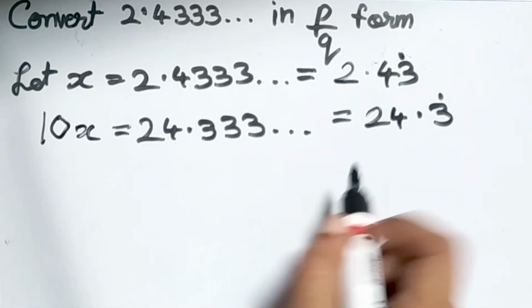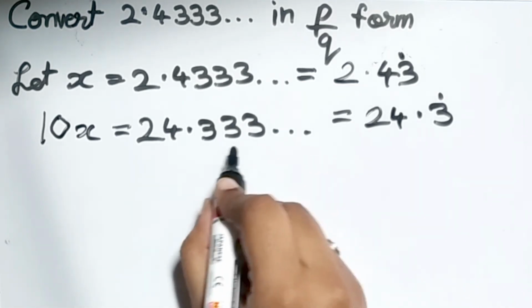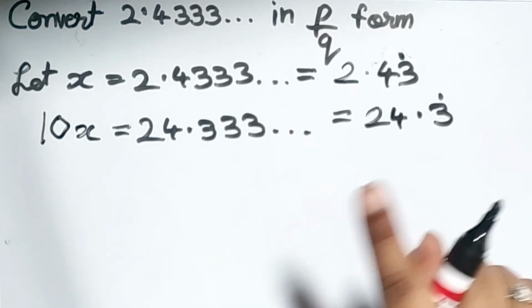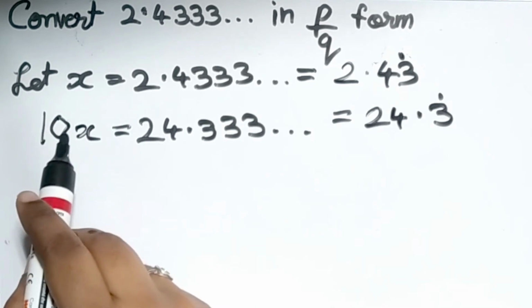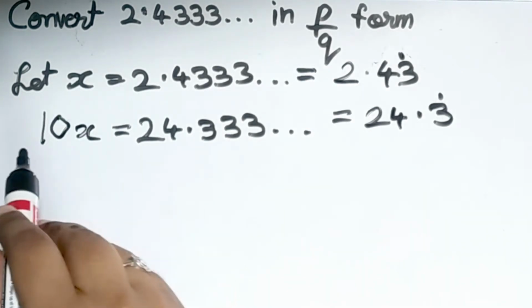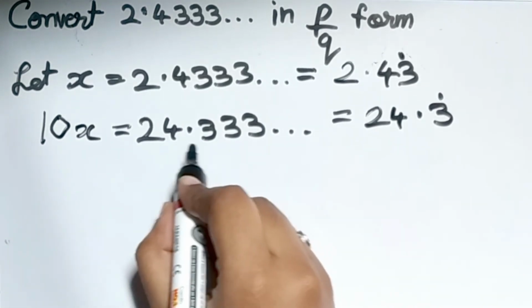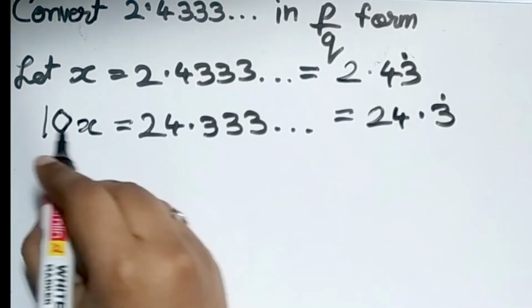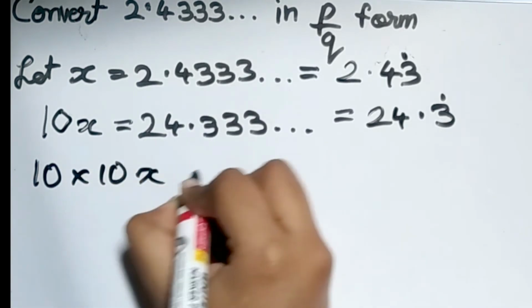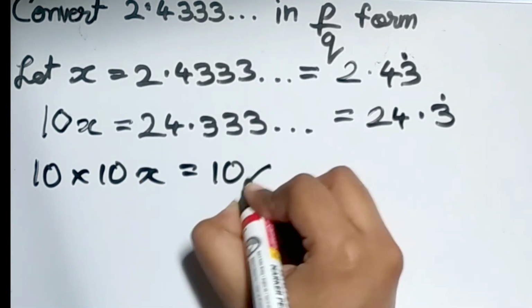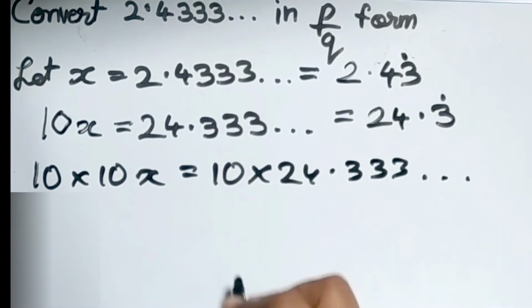So now we will see how many numbers are repeating after the decimal point. Only one number, that is 3. First we multiplied x by 10. Now again we have to multiply this 10x by 10 because after the decimal this number is repeating. Okay. Again we will multiply this by 10. 10 into 10x equal to 10 into 24.333 and so on.